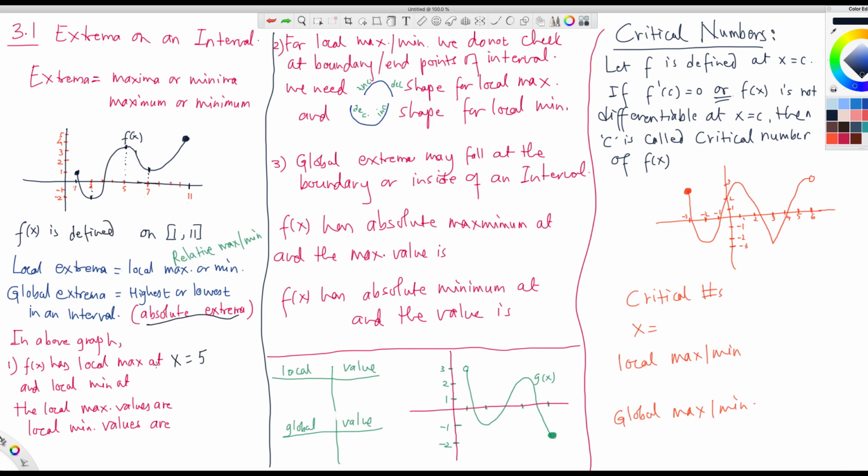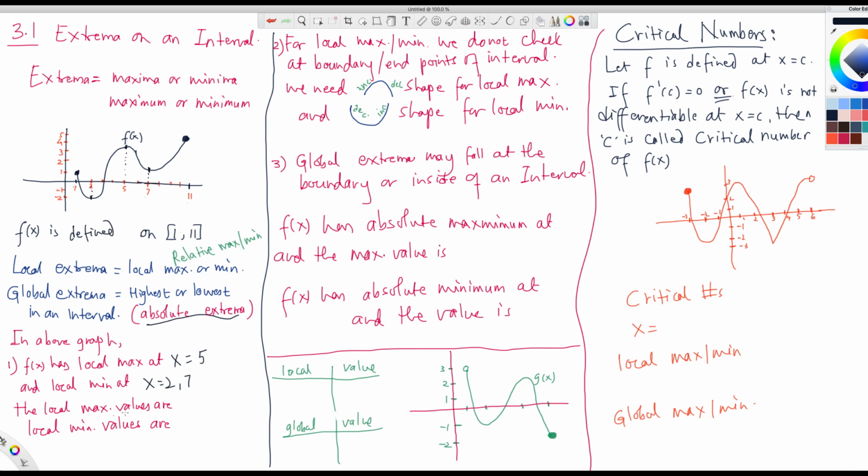So f(x) has a local max at x equals 5 and local min at x equals 2 and then 7. You see that? Because at 2 the height is minimum for the surrounding points. At 7 the height is minimum for the surrounding points, right?